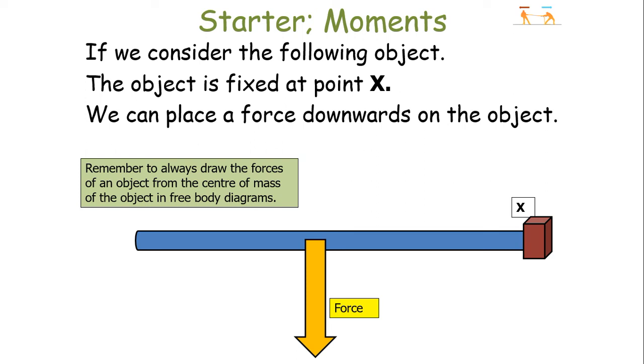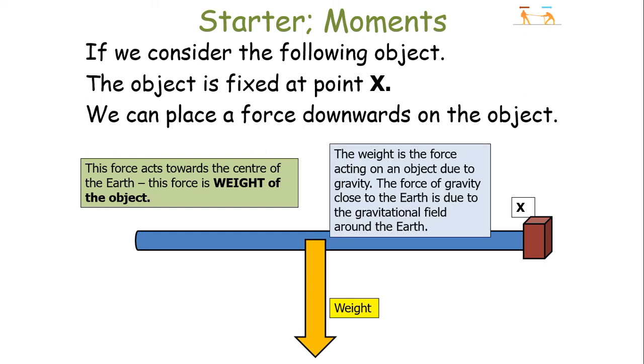The object's fixed to the side at point X. Now, if we place a force downwards on the object, and we always draw the force of an object from the centre of mass of the object in a free body diagram, because that's where we assume all the mass of this particular object is, we'll realise that this object wouldn't actually go straight down because it's being held in position at point X. So this force acts towards the centre of the Earth, it's the weight of the object, but it wouldn't actually cause the object to just go straight down because it's fixed at point X.